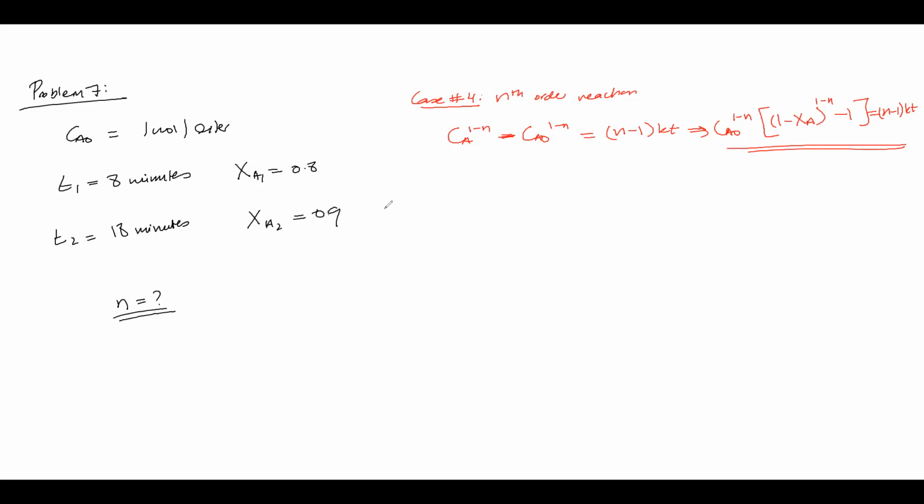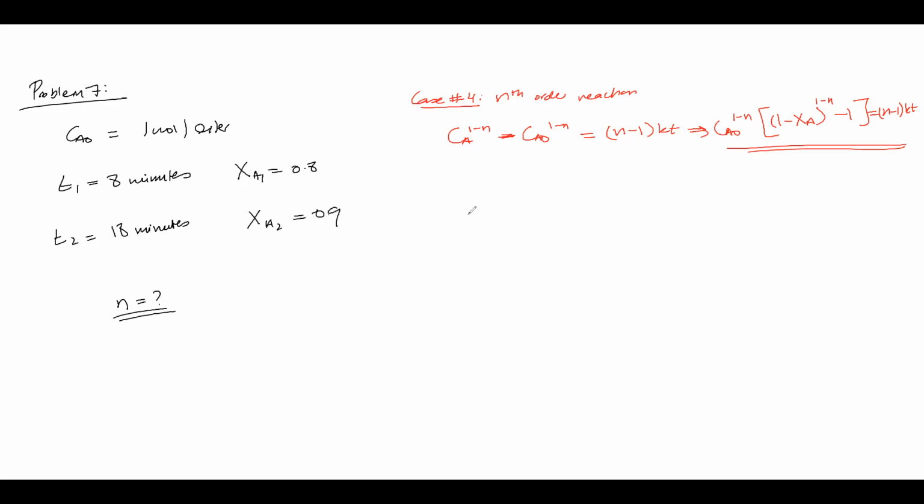So I have everything. I guess I'm missing the k, right? You basically have 2 equations and 2 unknowns. I have n and k unknown, and I have 2 sets of parameters. So you can either solve for the k directly or divide the 2 equations. I'm going to divide the 2 equations.